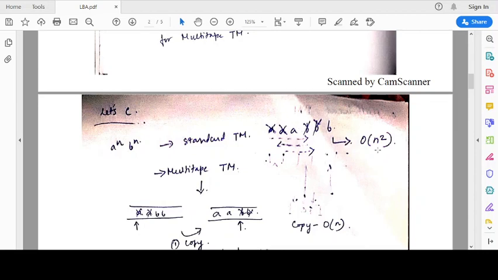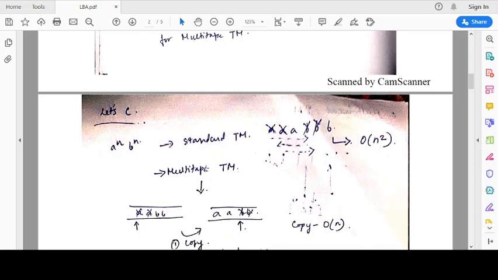So the total complexity turns out to be order of n square. Why n square? Because for each symbol n movements, and again for exhausting all these n symbols, again n. So n cross n, that is n square. Order of n square is the time complexity required for accepting this language by a standard Turing machine.